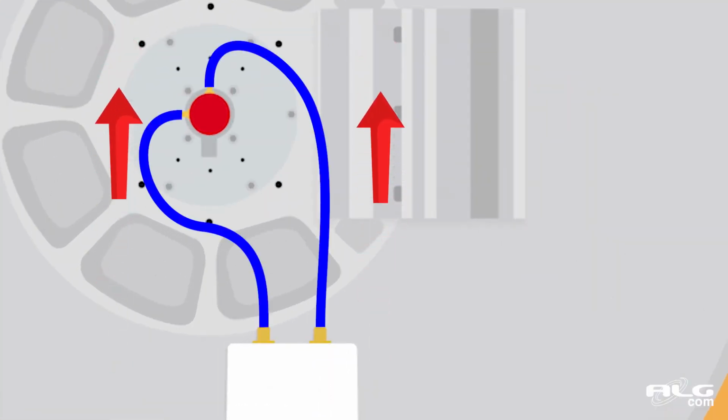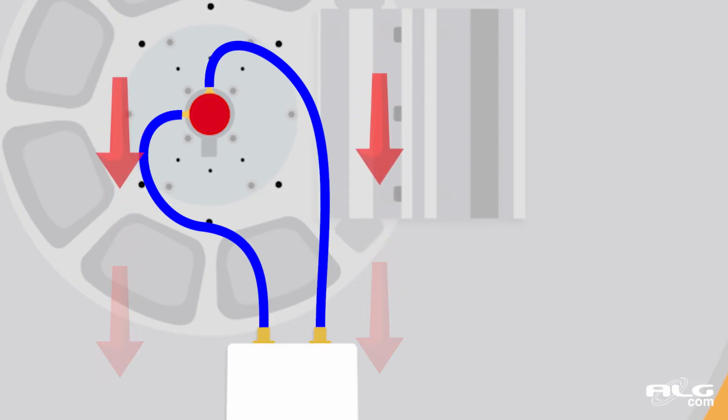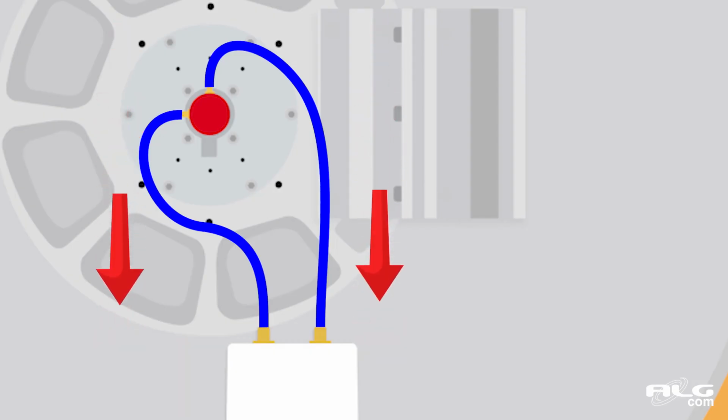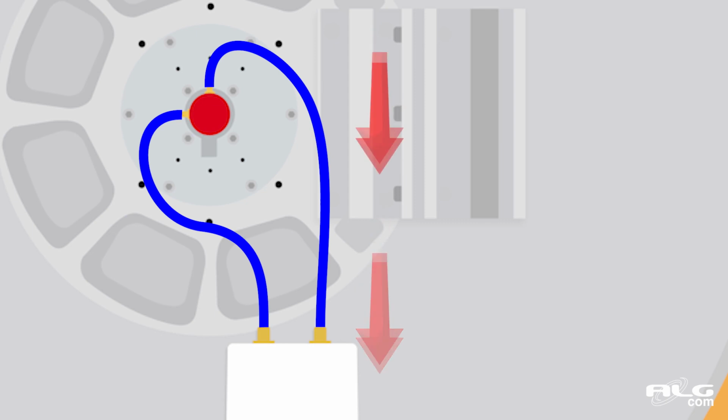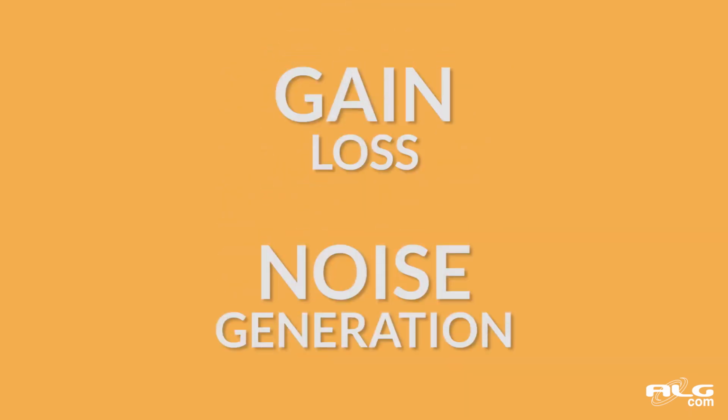The antenna receives radio power and its function is to radiate this to another antenna, but sometimes some of this energy goes back to the radio. This is called VSWR. We have to assure that the minimum of this energy reaches back the radio. If the antenna has a high VSWR, the following problems can appear: gain loss and noise generation.